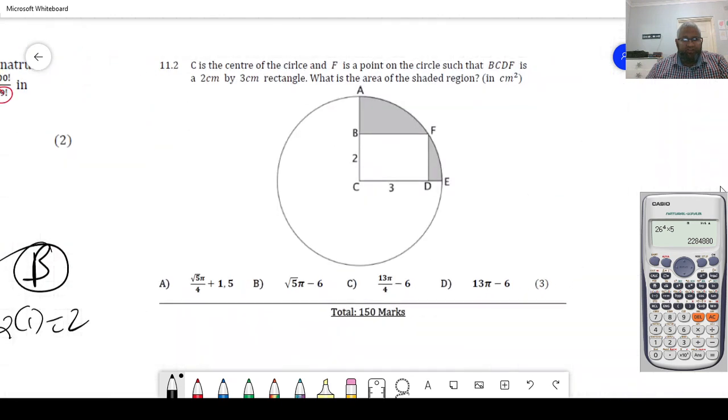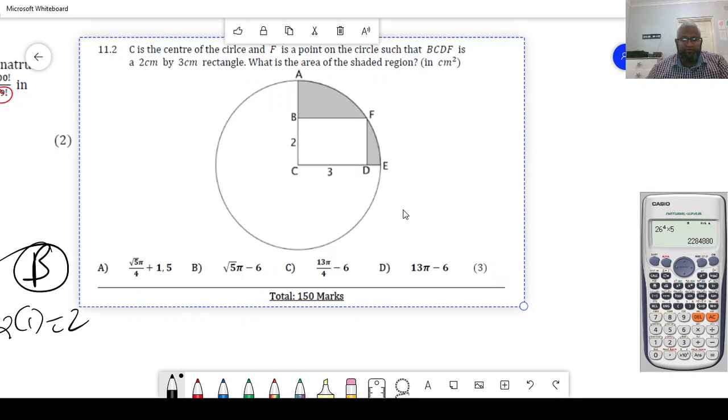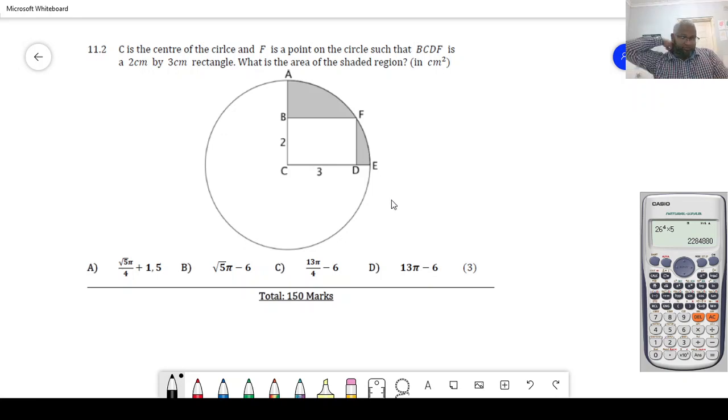If you're looking at the last question, question 11.2, we are told that C is the center of the circle and F is the point on the circle such that BCDF is a 2 centimeter by 3 centimeter rectangle. They want to know what is the area of the shaded region, that part there and this part here, in centimeters squared.